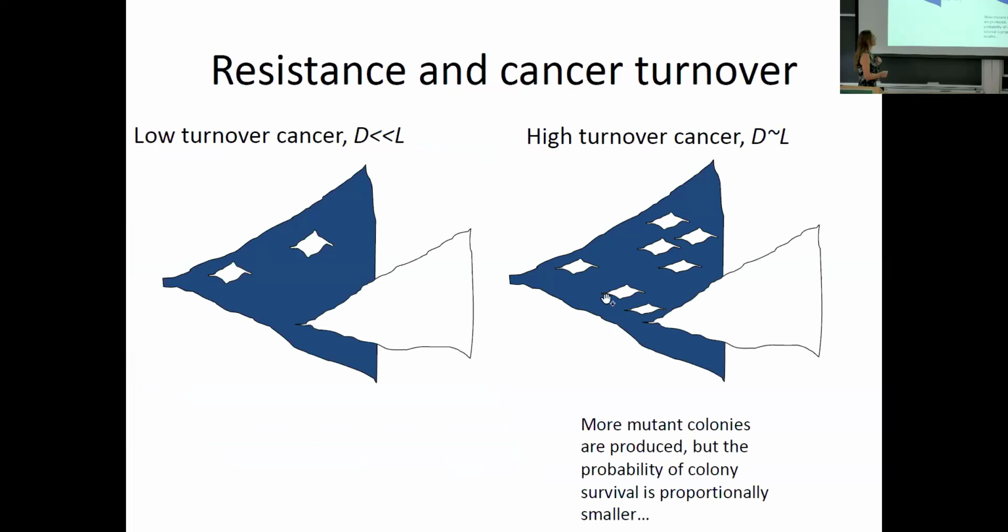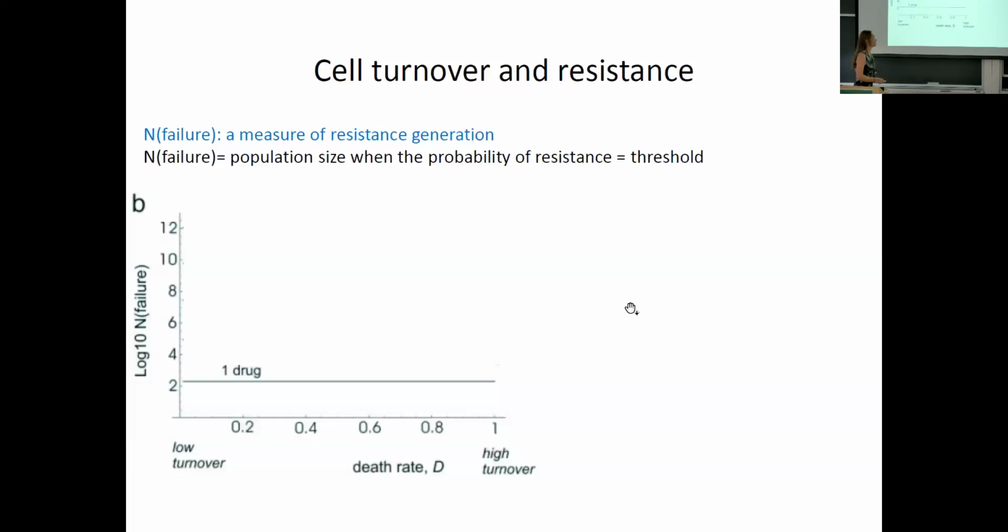This is shown here graphically. There are many more cell divisions here because they're balanced by cell death. So the resistant colonies are created many more times during this process, but the death rate is higher, so they also die more often. And the two, it turns out, balance each other completely in this case. So more resistant colonies are created, but they die more often. The result is the same.